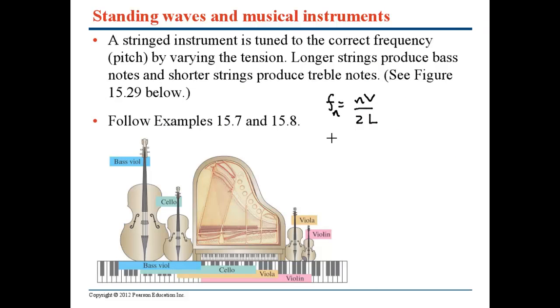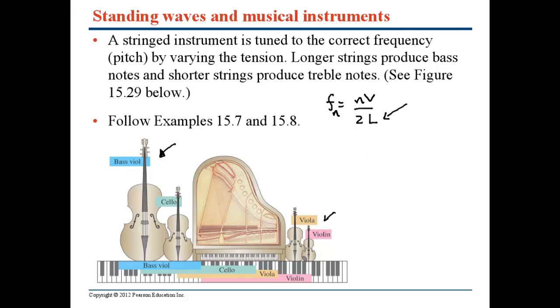Now that we know the relationship between the frequency and the length of an instrument, you can more or less see how longer string instruments are going to produce lower frequencies and shorter instruments are going to produce higher frequencies, simply because it's related to the length here.